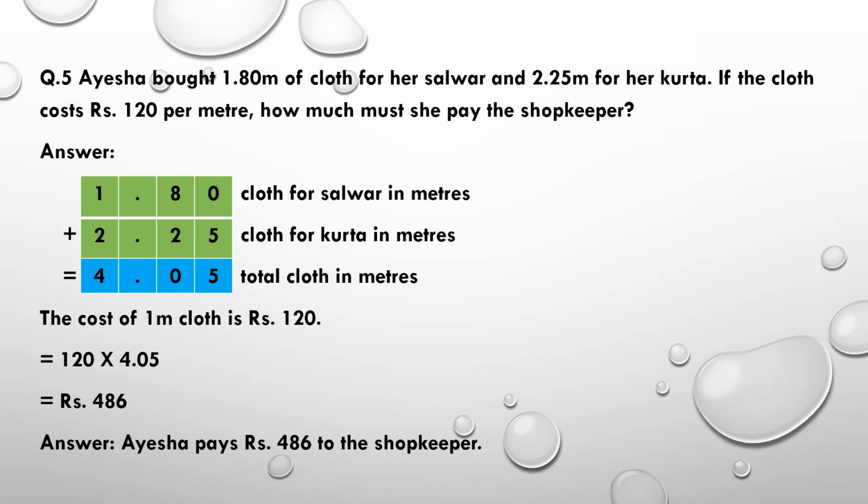Here, 1.80 meters cloth for salwar plus 2.25 meters cloth for kurta. So total cloth is 4.05 meters. The cost of 1 meter cloth is rupees 120, so 120 into 4.05 is equal to 486. So Aisha pays rupees 486 to the shopkeeper.